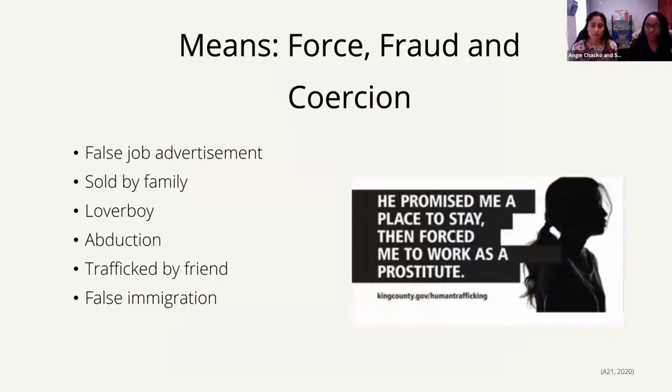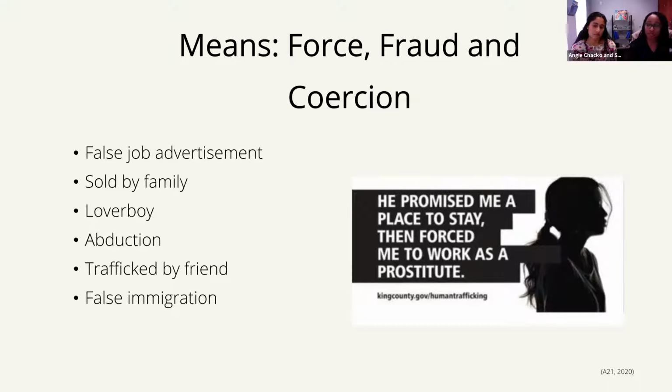So as Angela was mentioning earlier, force, fraud, and coercion, those are the means of human trafficking. And so these are some examples listed of different ways that the victims will end up in these situations. One of the most common is false job advertisement, especially for those who come from other countries. They will either be talking with someone online or have some sort of communication with someone here from the States, and they will promise them a better job, better career, better money for their family. And once they arrive, they realize it's not anything like they thought it would be.